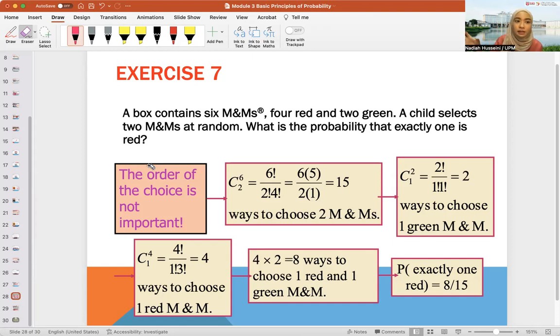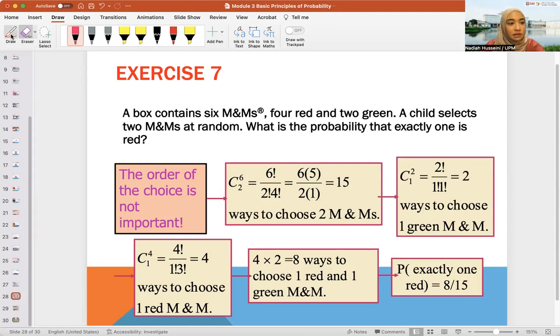But now the child is selecting 2 at a time. There's no order to it. It's just done in a single instance. So that is your way of identifying whether it is an ordered or unordered subset. That is very important. The question doesn't spell it out for you. You have to know how to identify whether it's a combination or permutation. That's the hard part. So here we are choosing combination, 6 choose 2. There are 15 possible ways to choose 2 M&Ms.